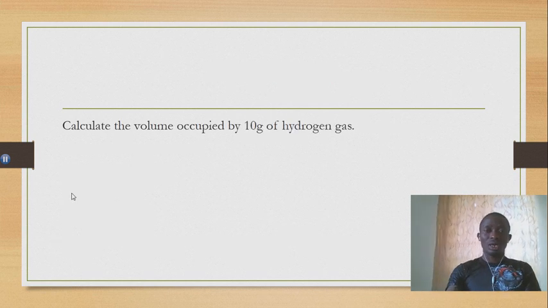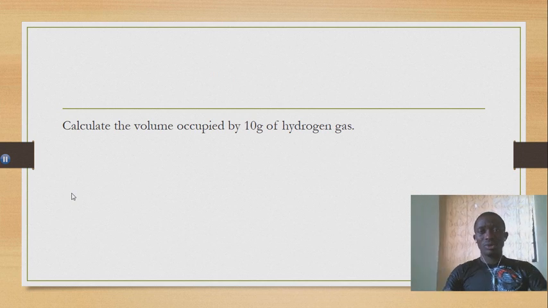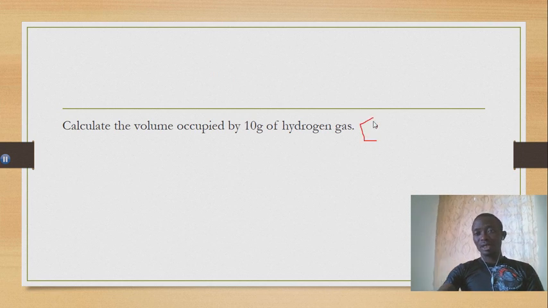So on your own, you can pause this and calculate the volume that will be occupied by 10 grams of hydrogen gas. The relative atomic mass of hydrogen is 1.